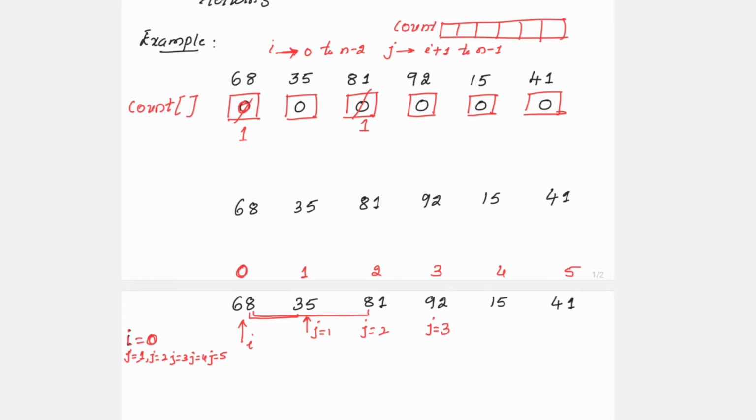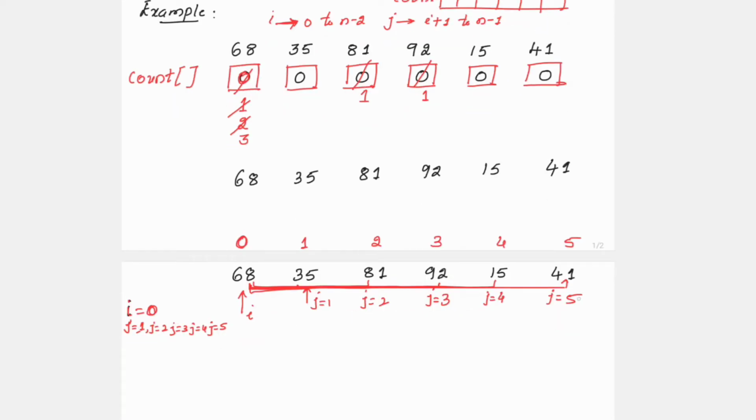So j equal to 3. Whether 68 is less than 92. No, 92 is greater than 68. So we have to increment for 92 the count value. Next j equal to 4. Whether 68 is less than 15. No, 68 is greater than 15. So this time we have to increment the count for the 68 value. Next j becomes 5. So we'll compare now whether 68 is less than 41. No, 68 only is greater than 41. So we'll increment the count for 68.